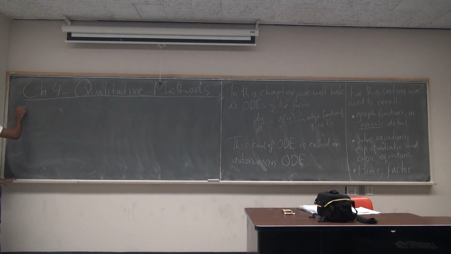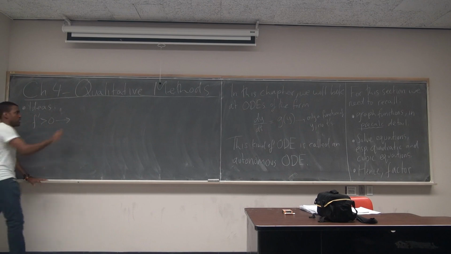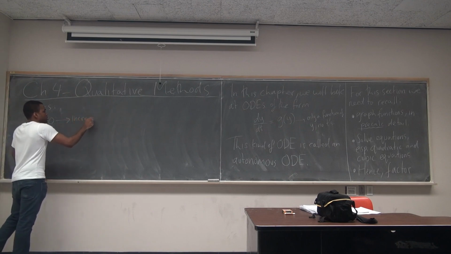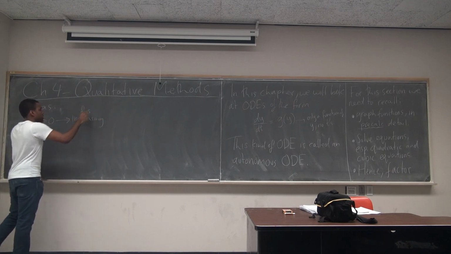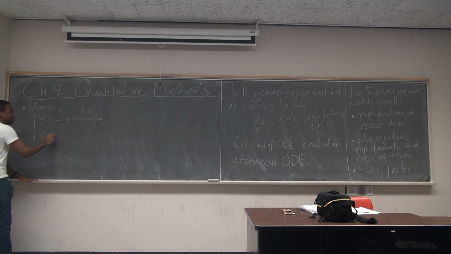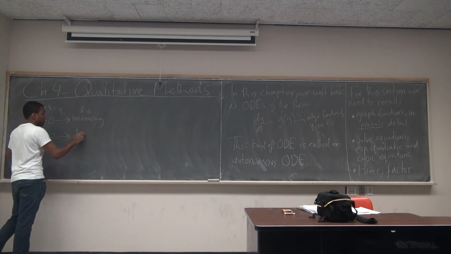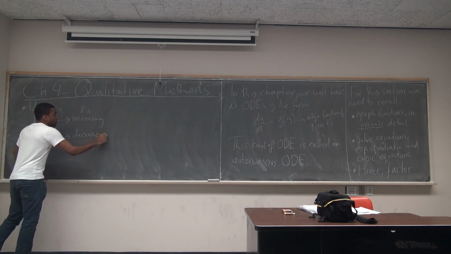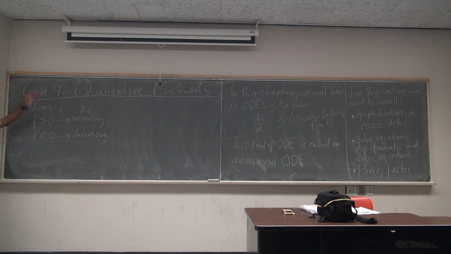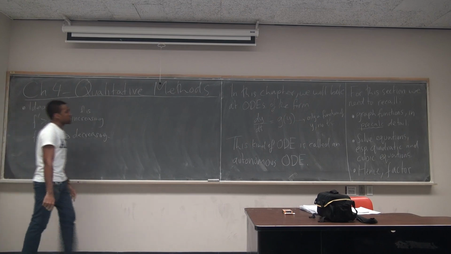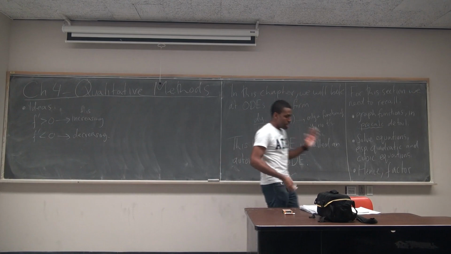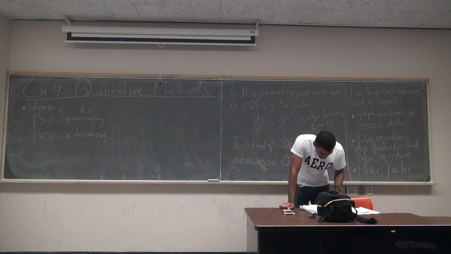Also recall some ideas. For example, if your derivative is positive, what does that mean? It's a positive slope. Increasing. So this means f is increasing. If the derivative is negative, the function is decreasing. So derivative positive means you're going up as you move from left to right. Derivative negative means you're going down as you move from left to right. Ideas like that you need to know: increasing, decreasing.